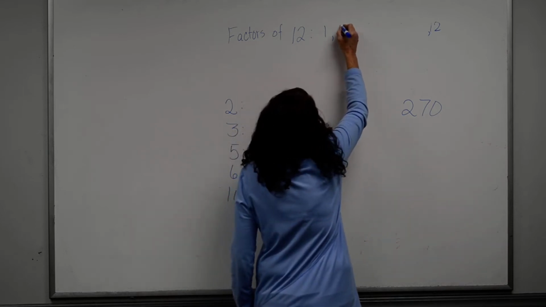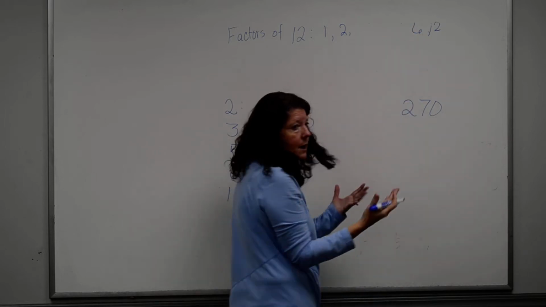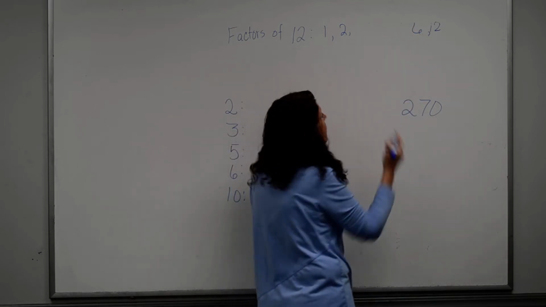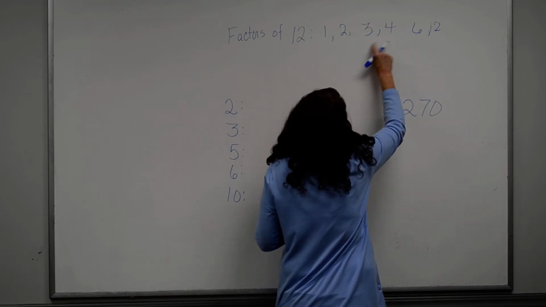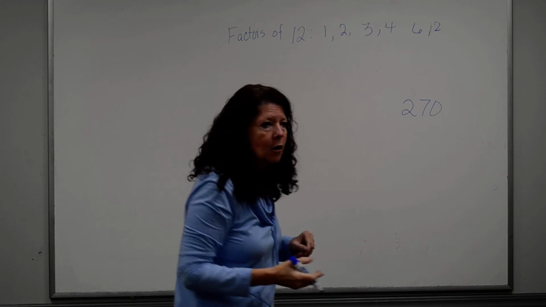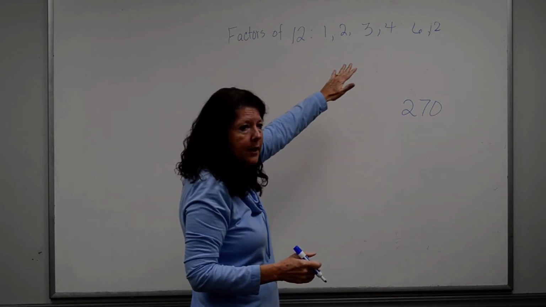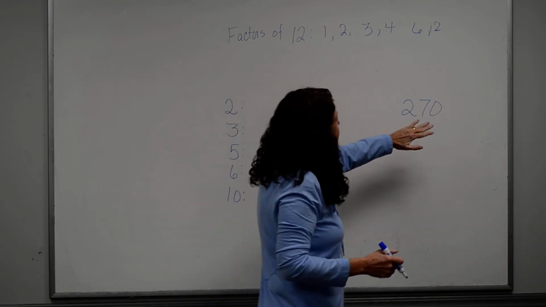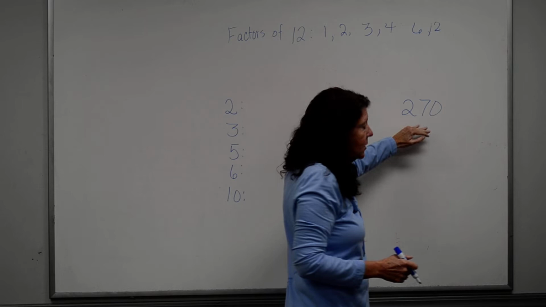2 times what is 12? 6. So I would put the 2 and the 6 on there. And then what else do I have? 4 and 3. And you know you pretty much got all of them if the two center numbers are close together. So if I was looking for the factors of 12, that would be it. So I'm actually going to use a similar concept to try and find the factors of 270.